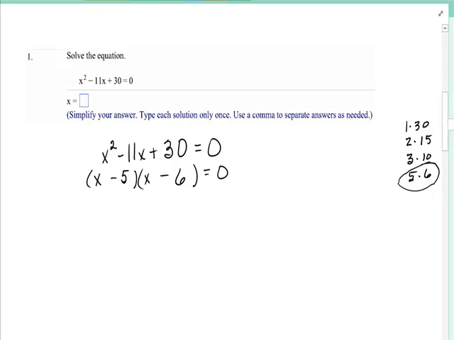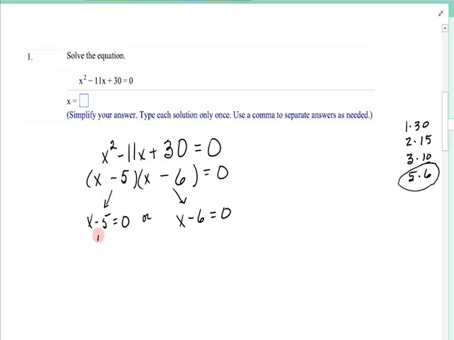Quadratic equations have two answers. This factor times this factor equals 0. That means that either x minus 5 is equal to 0 or x minus 6 is equal to 0. Because in order for a product to equal 0, one of them has to equal 0. Now you have little bitty linear equations.